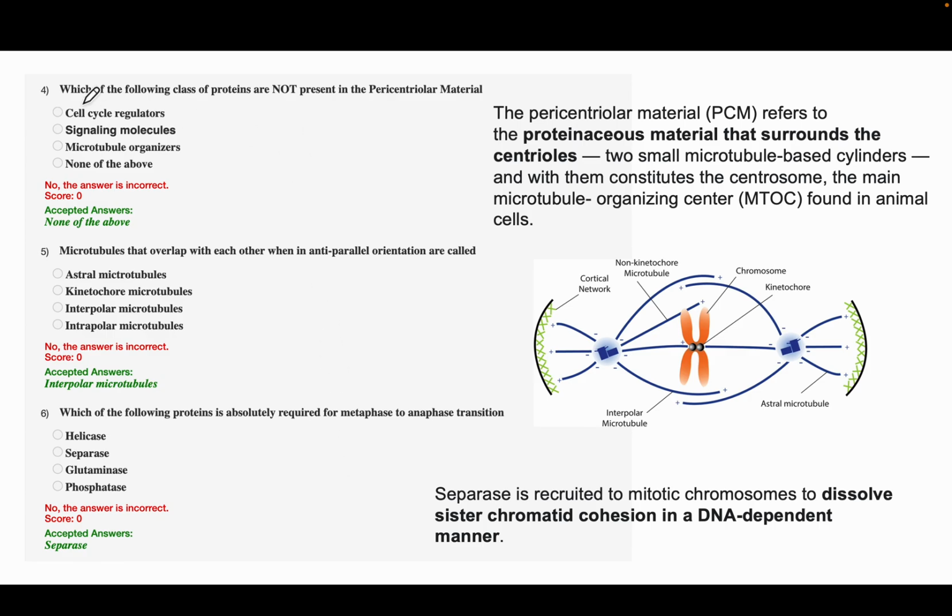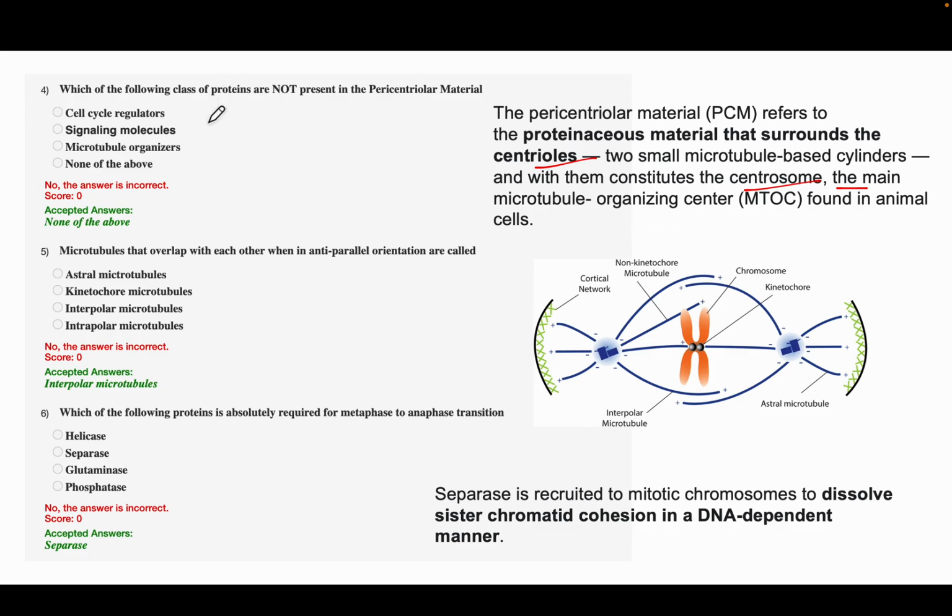So now the next question is, which of the following classes of proteins are not present in the pericentriolar material? Cell cycle regulators, signaling molecules, microtubule organizers, none of the above. So pericentriolar material refers to the proteinaceous material that surrounds the centriole, two small microtubule-based cylinders, and together they constitute the centrosome, the main microtubule organizing center.